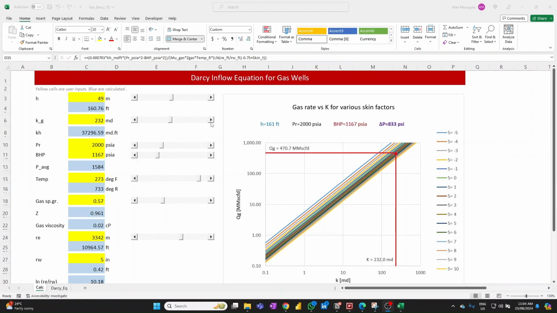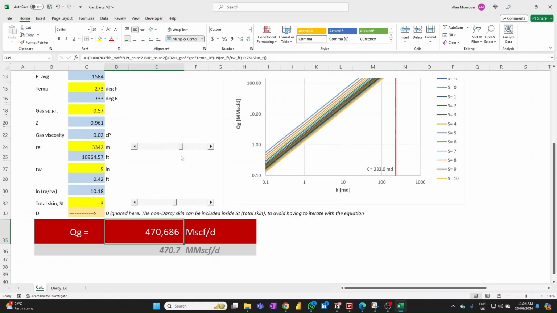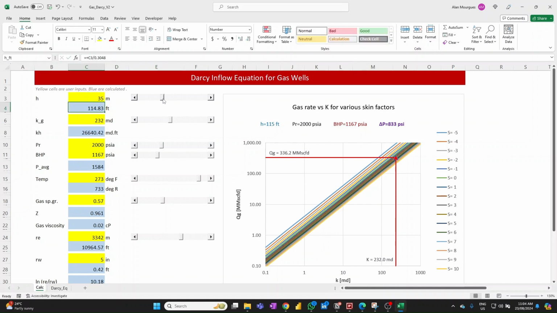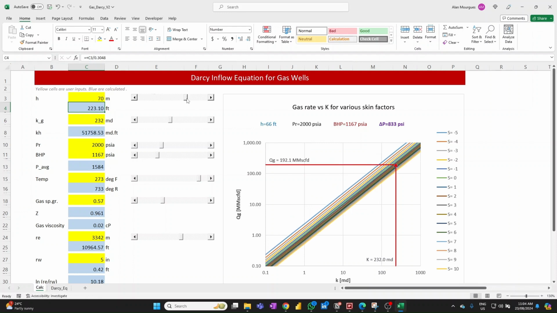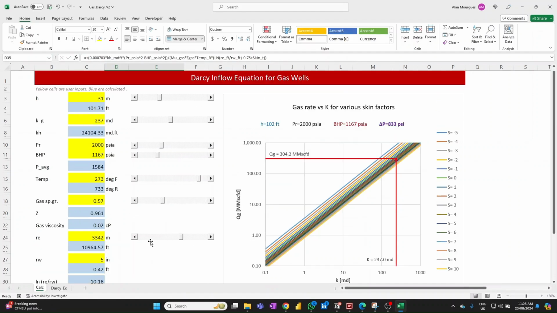In this tab we have a calculator that computes the gas rate using that gas inflow equation. The yellow cells are user inputs, so you can just type into them, or you can use these sliders to modify these values and see how the calculation changes in real time. You can do this for all the parameters that you see in these yellow cells. The blue cells are calculations.